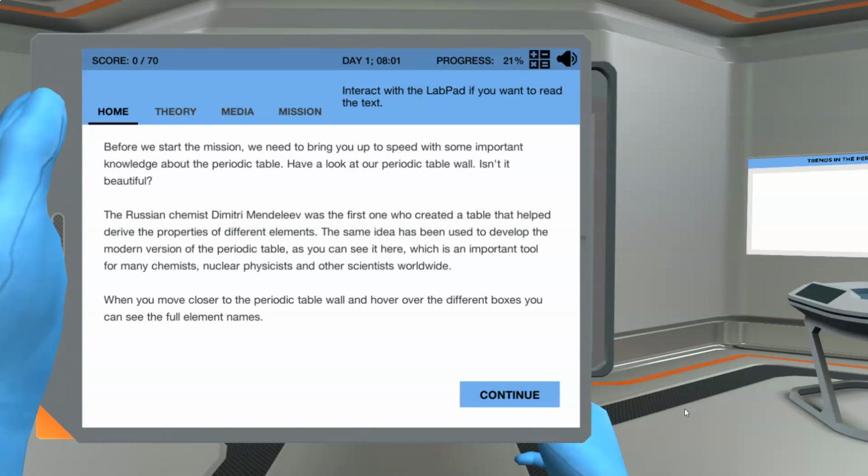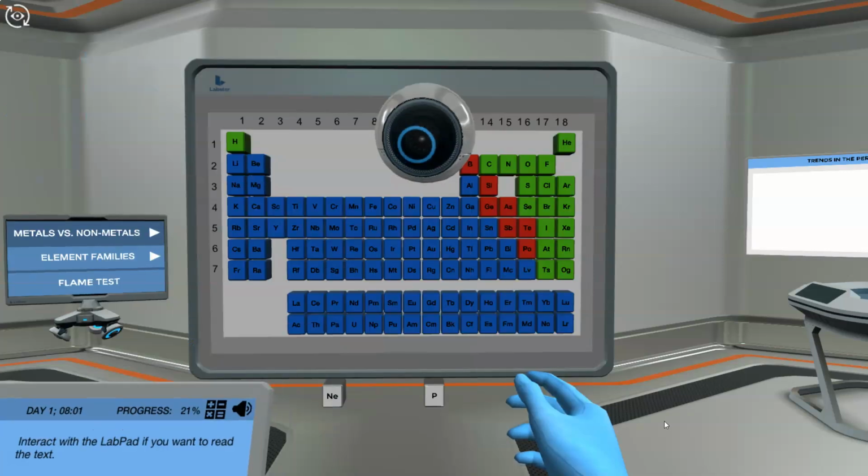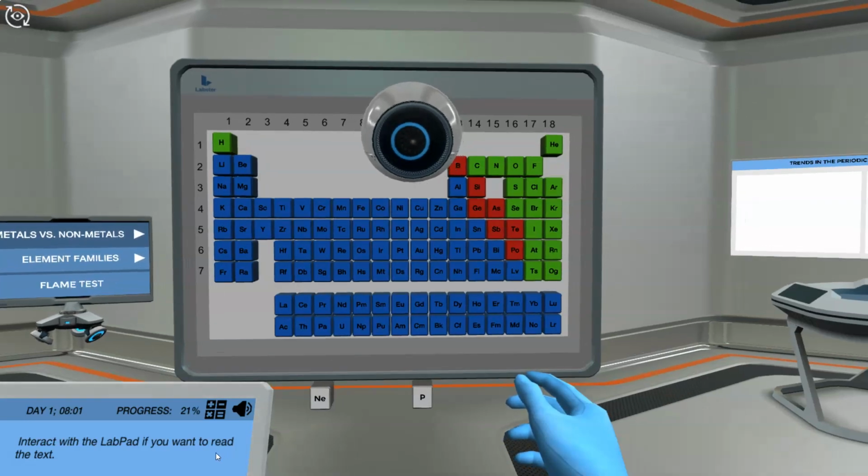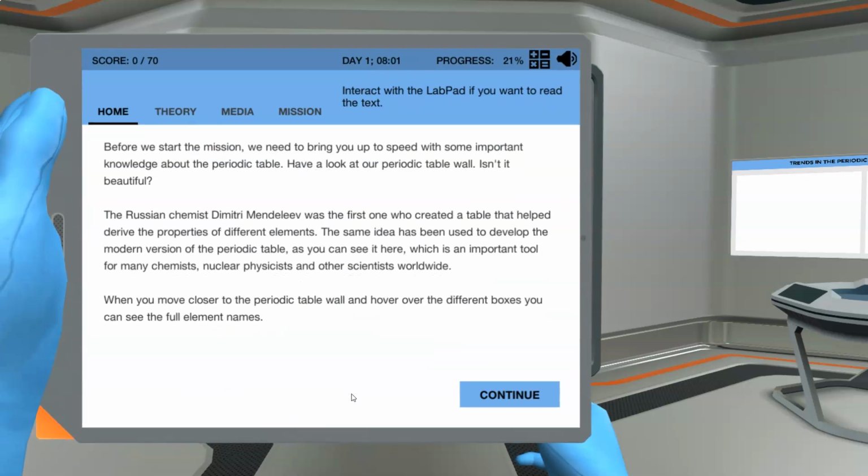Before we start the mission, we need to bring you up to speed with some important knowledge about the periodic table. Have a look at our periodic table wall. Isn't it beautiful? The Russian chemist Dmitry Mendeleev was the first one who created a table that helped derive the properties of different elements. The same idea has been used to develop the modern version of the periodic table, as you can see it here, which is an important tool for many chemists, nuclear physicists and other scientists worldwide.